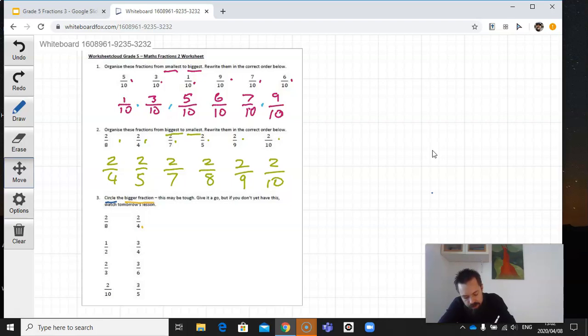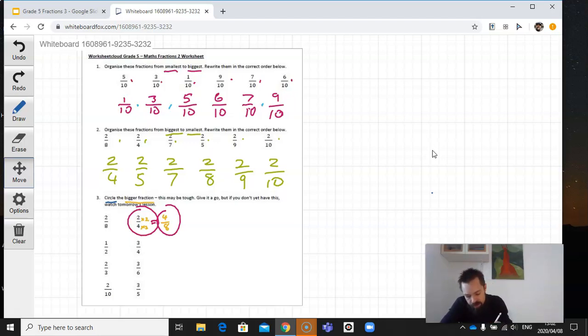If we have a look at this, we can make this one, we can times the bottom by 2, and we get 4 over 8. And if we're comparing 2 over 8 versus 4 over 8, then we can see that the biggest one is this one. So this is the one that you would circle. All right, because those two are equal, we've just changed the way it looks.